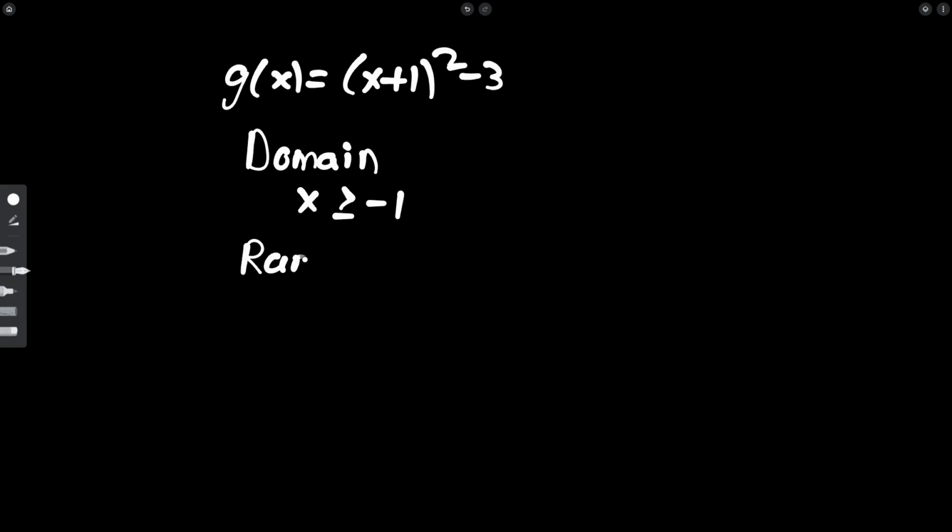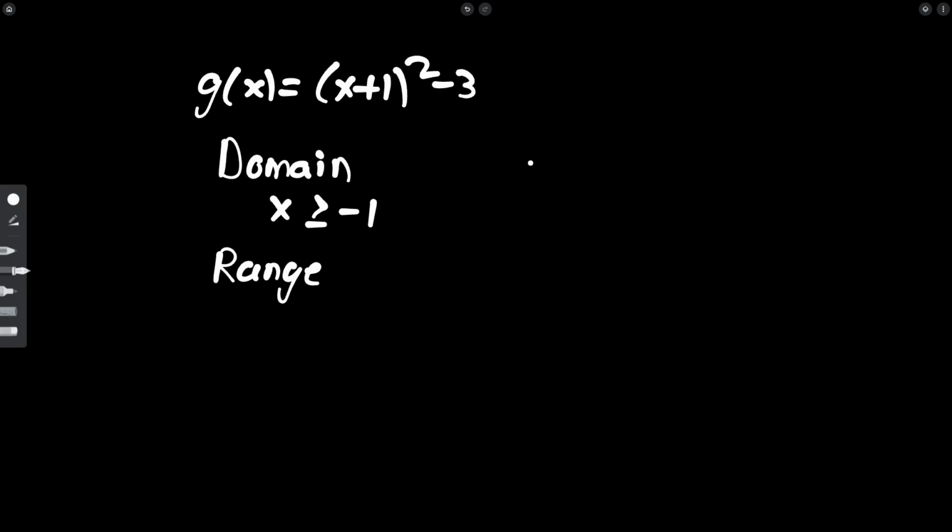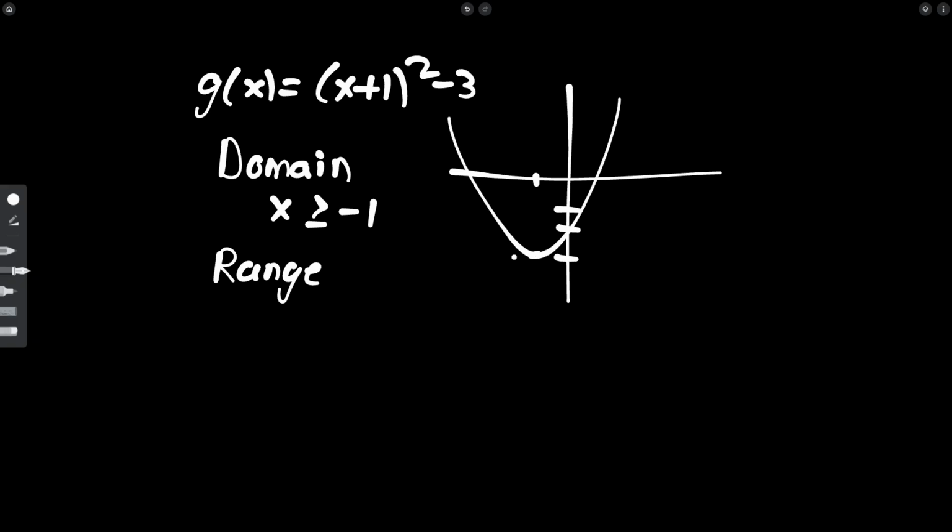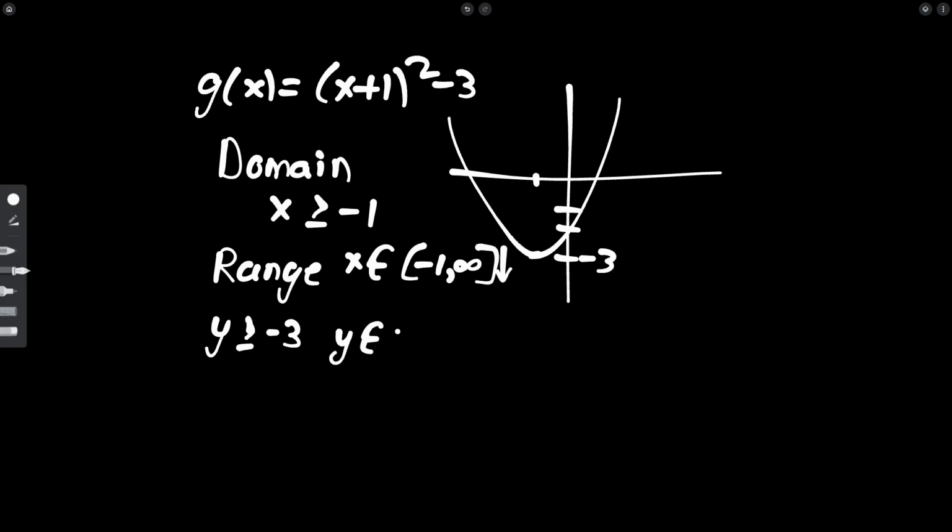As for our range, we can try to plot this graph as best we can. And we see that this parabola will never go below -3. So we have our range as y is greater than or equal to -3. If you wanted to write this in interval notation, that would be x in the range -1 to infinity, and the range would be y in -3 to infinity. Sorry, these are supposed to be parentheses.